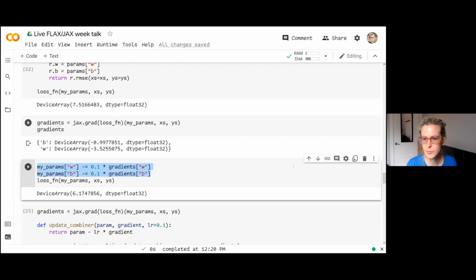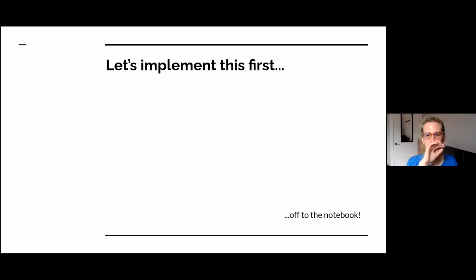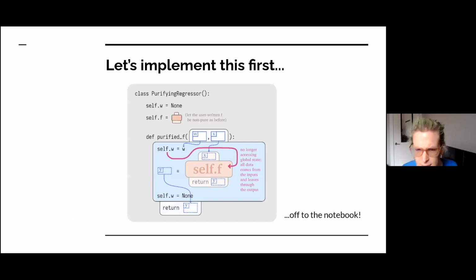And the key ingredient is going to be this bit of magic that I'm going to call purify. And that's going to take this impure function and return a function that is the purified version, and a function that initializes the parameters and gives us this initial dictionary. And if you paid attention, you already know where this is going. This is apply, and this is init in Flax and Haiku. But okay, how do we build that up? Let's implement this step by step.